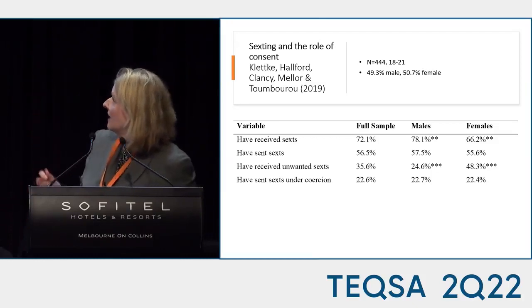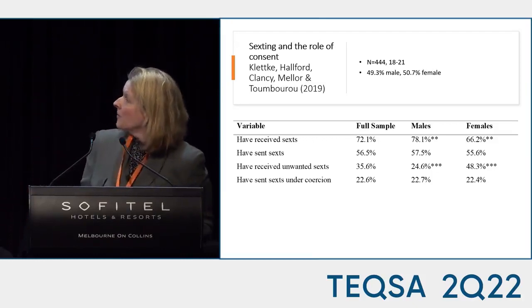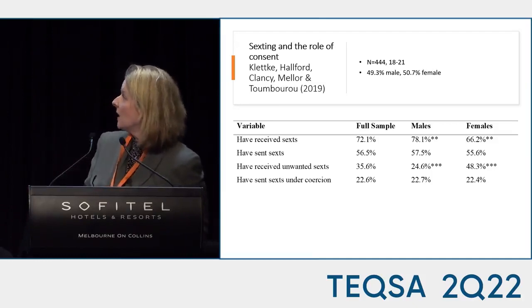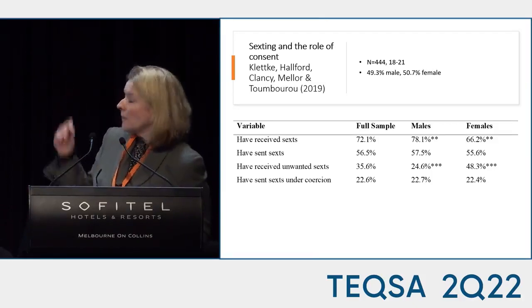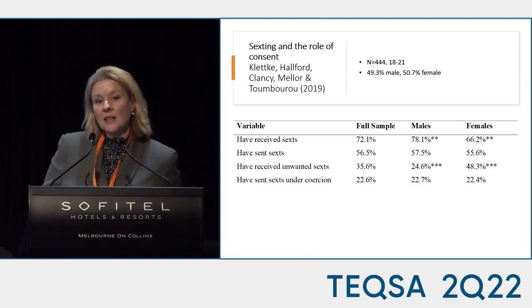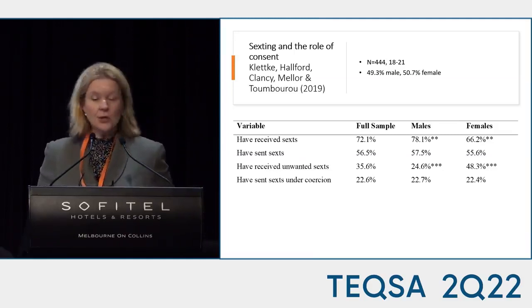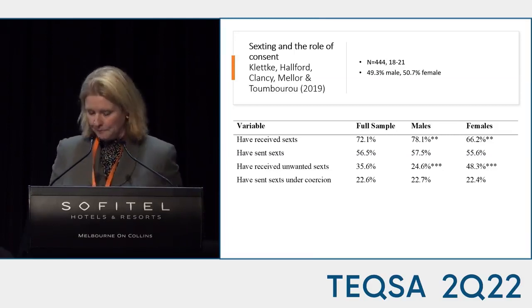So as you can see here, in terms of what was interesting regarding the non-consensual behaviors, in having received unwanted sex, the women in this study were twice as likely to have received. However, having sent sex under coercion, there was no gender difference.